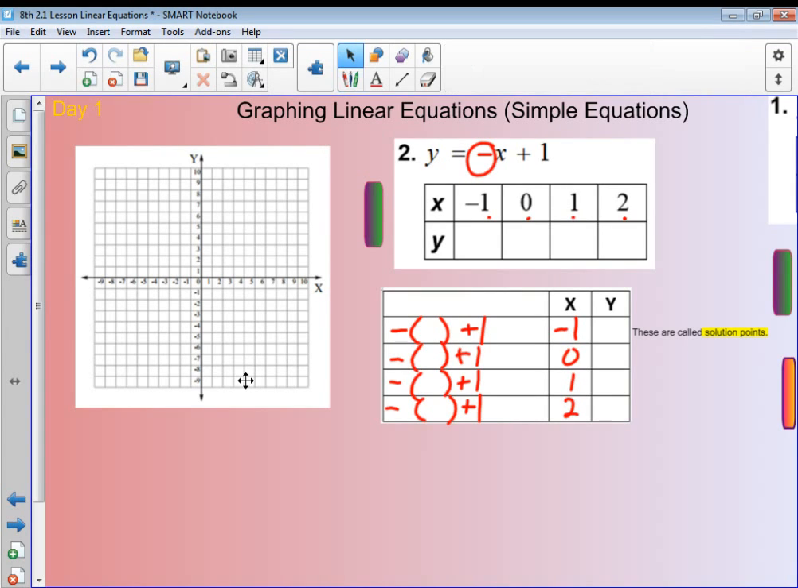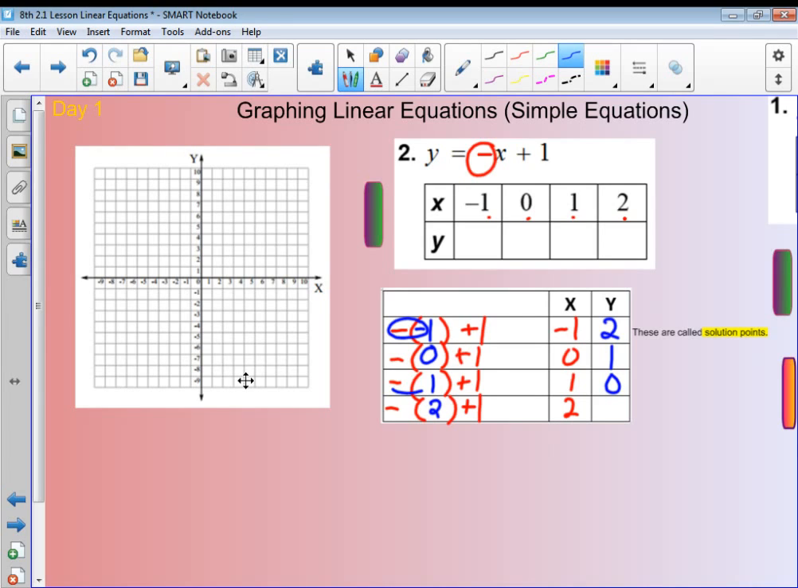So now I'm going to substitute in negative 1 in here. Two negatives make a positive, so positive 1 plus 1 gives me 2. Now I'll put a 0. A negative 0 is the same as 0. 0 plus 1 is 1. Put a 1 in here. Negative 1 plus 1 is 0. And then a 2. Negative 2 plus 1 is going to give me a negative 1.